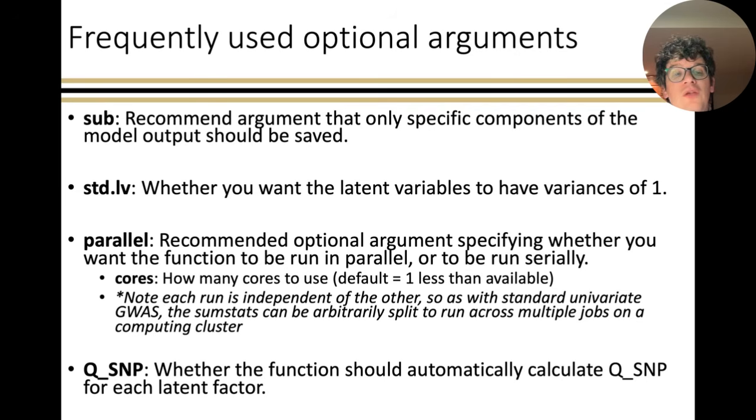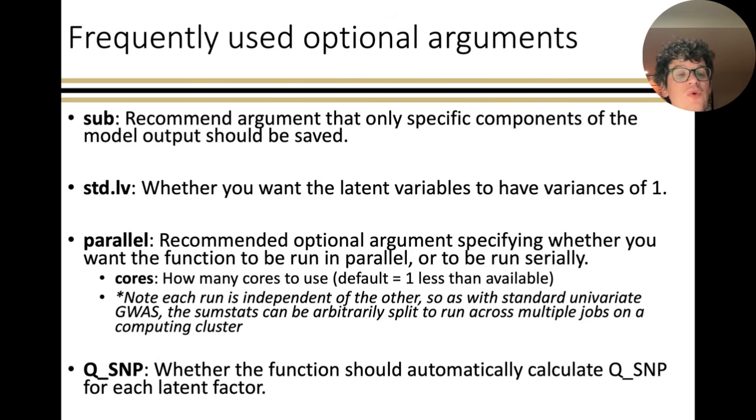Parallel is another argument that you're often going to use in practice. What this does is it says whether or not the computer should estimate the model across the different cores on the available system. And if you are setting parallel to true, which I typically am when I run a GWAS in GenomicSEM, I also have the option to say how many cores I want to use. The default is it's going to use 1 less than is available in the environment that it's automatically detecting.